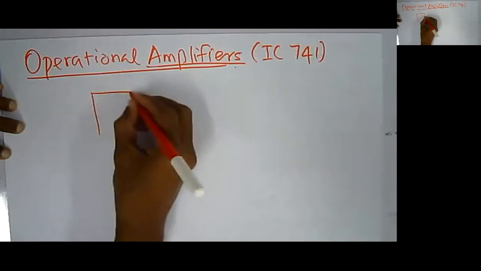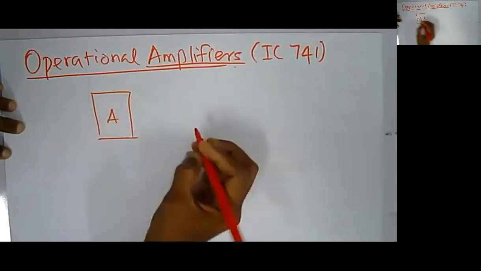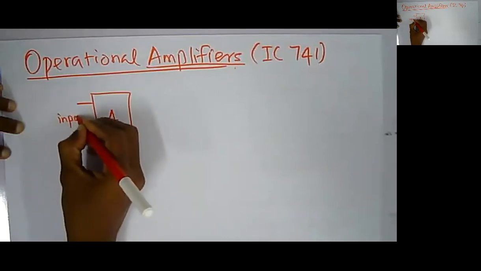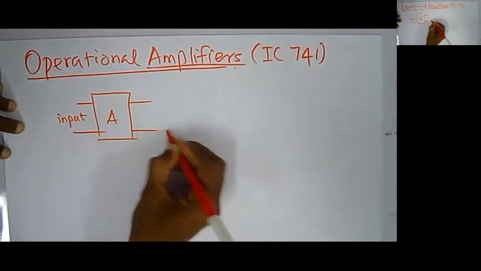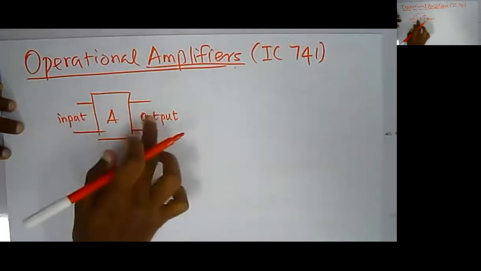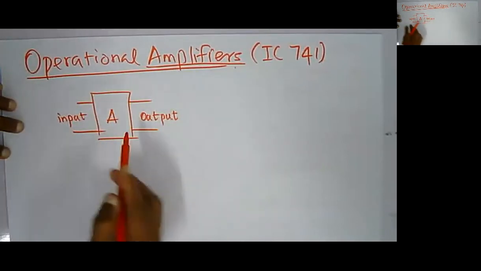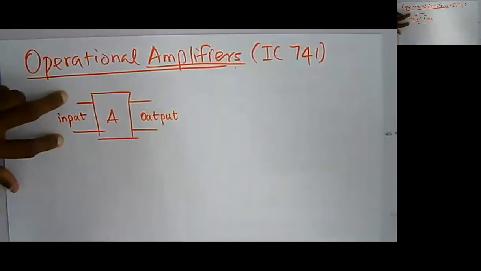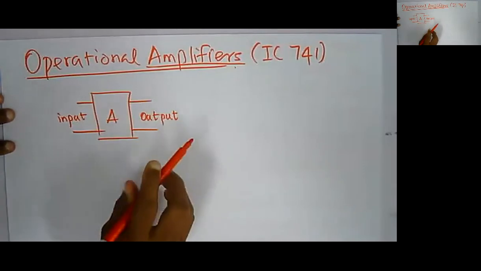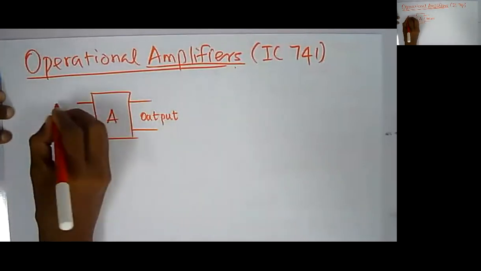For example, you have an amplifier with a gain of A, and you have an input, and you will definitely have an output. This is called a two-port network. One is your input port, the other one is your output port. So this is called a two-port network.